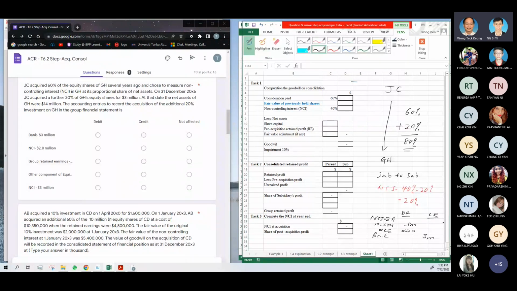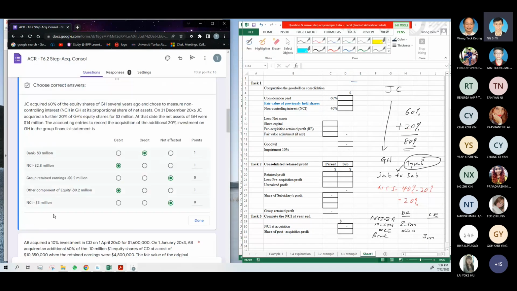As simple as that. So the first thing you must get, this is type 3. Consol, subsidiary to subsidiary. So it's just a movement between the owners, NCI and the parent only. So you can't charge the 0.2 million to P&L. Any question up to here? So the double entry is, you credit the bank because you pay. NCI reduces, so you debit NCI. The difference goes to OCE, not group retained earnings, not affected. NCI 3 million is wrong, not affected.